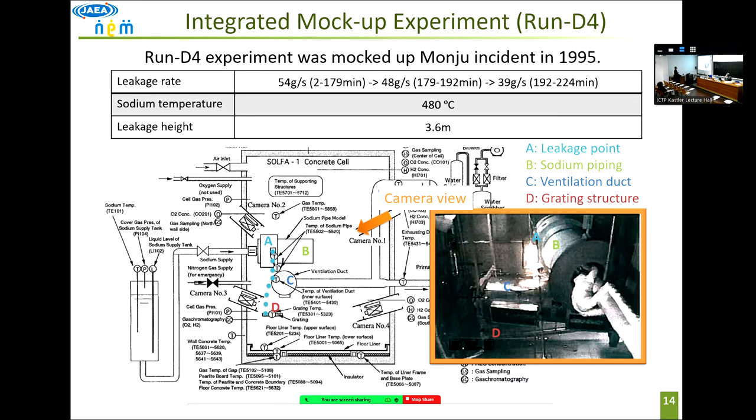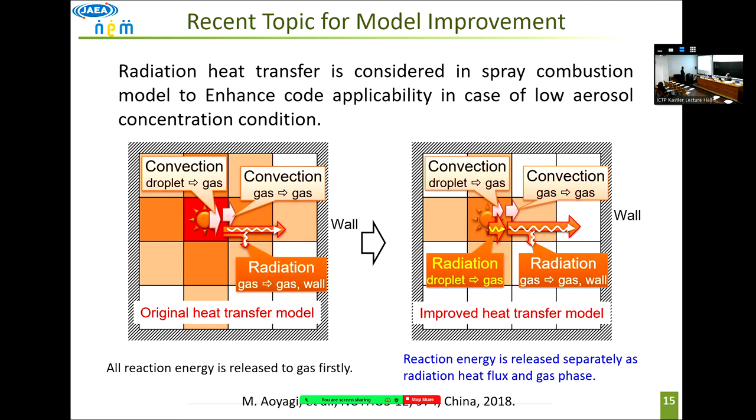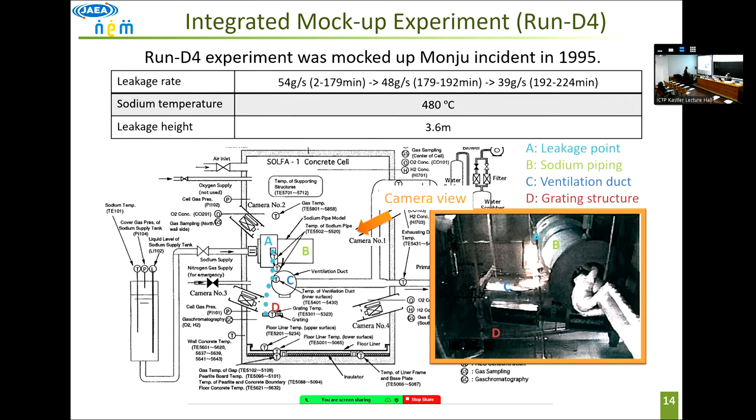Sorry, my slide does not include the computational result and the experimental result. But okay, it's not propaganda, we obtained good agreement between experiment and analysis. But in the experiment, at the early stage, the temperature is a little bit higher compared with the computational result. This comes from the collision and fast spreading in the experiment. That was not modeled in the computation.